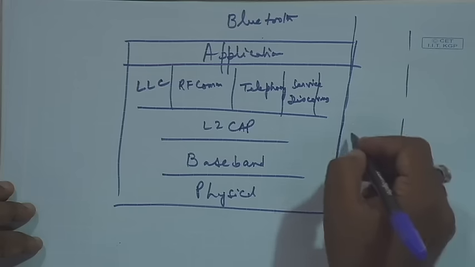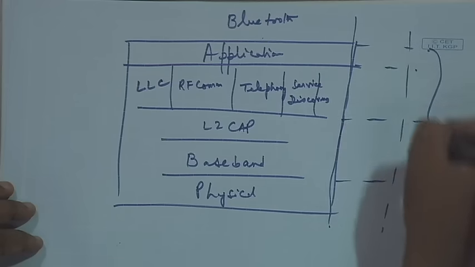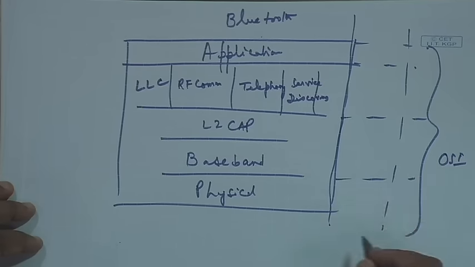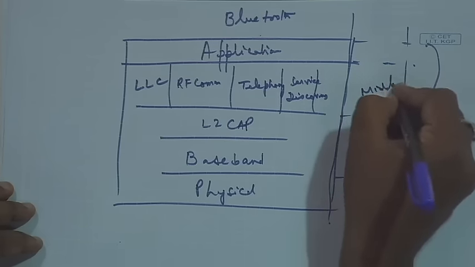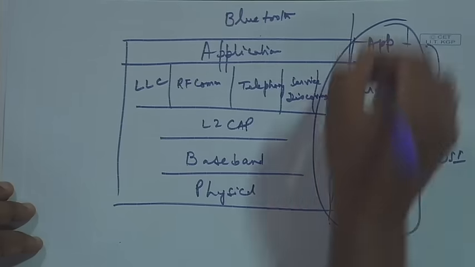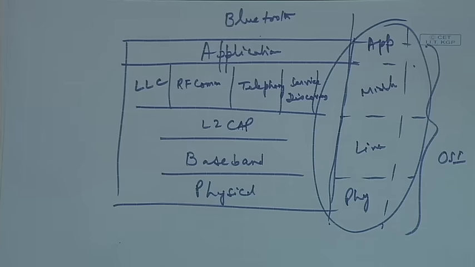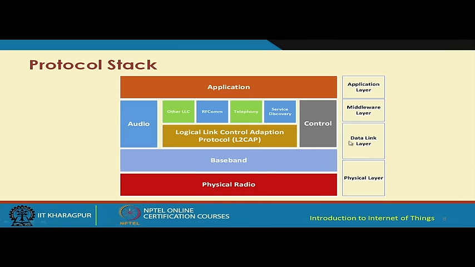Now this can be mapped to the traditional OSI layers. Here again you have the physical layer, the link layer, different middleware, and the application layer, and the exact form of mapping is shown in this figure in the slide. So we have the radio or physical layer, baseband layer, L2CAP, and LLC, RFCOMM, telephony, service discovery, and the application layer, and this is how they map to the traditional OSI layers.